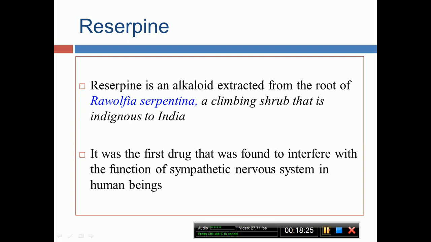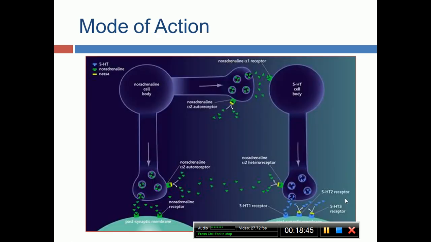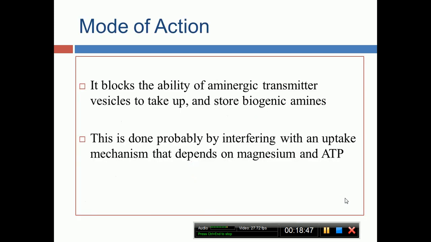Then we have another sympathoplegic drug, that is reserpine. Reserpine stems its origin from a natural source and is extracted from the root of Rauwolfia serpentina, a climbing shrub that is indigenous to our region. The mode of action of reserpine is that it blocks the aminergic transmitters.